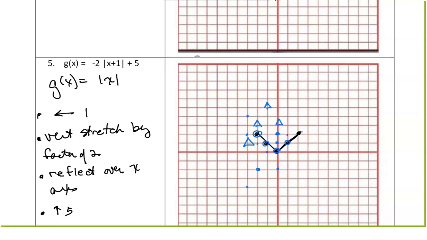Okay, we've got one more little point right here. So that point, I go over 1. I'm right there. Vertical stretch by a factor of 2 means that if I'm on positive 2 now, and I say 2 times 2, that's going to be 4. So 2, 3, 4. So now I'm here, and I'm going to reflect it over the x-axis. So if I'm up 2, I'm going to be down 2.